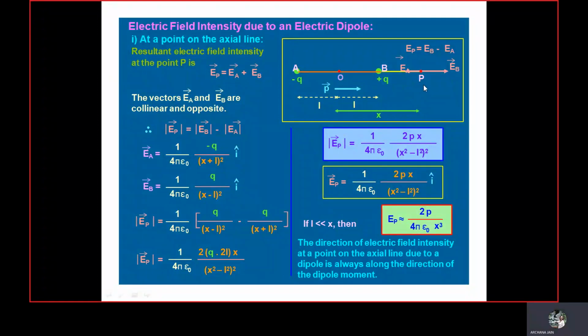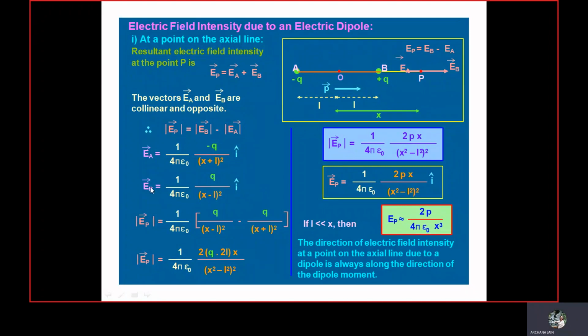We calculate the electric field at P due to minus q charge and then due to plus q charge, and apply the principle of superposition. Here two electric fields are there, EA and EB. EB is greater than EA. That's why the resultant electric field at P is EB minus EA. EA is equal to 1 upon 4 pi epsilon naught, minus q upon (x plus L) whole square, i cap, and EB is 1 upon 4 pi epsilon naught, q upon (x minus L) whole square, i cap.